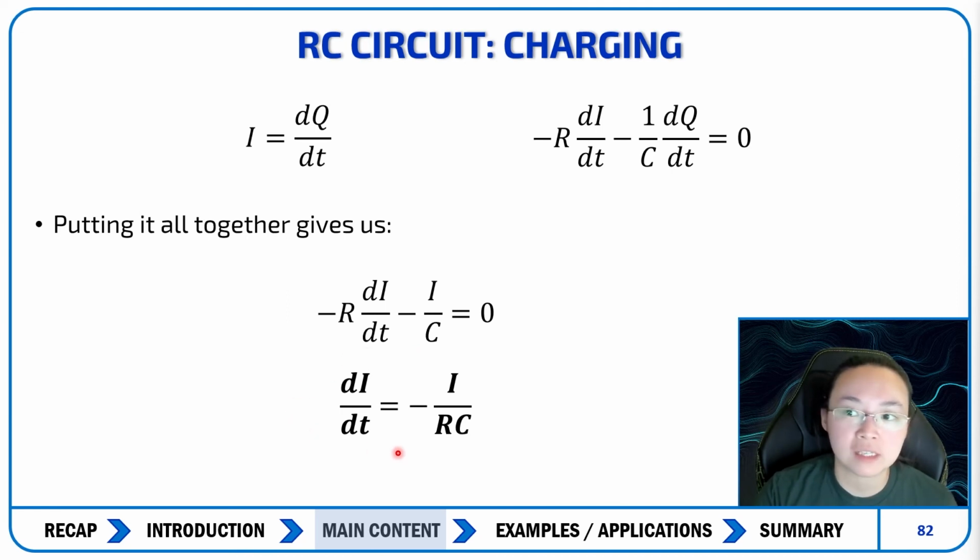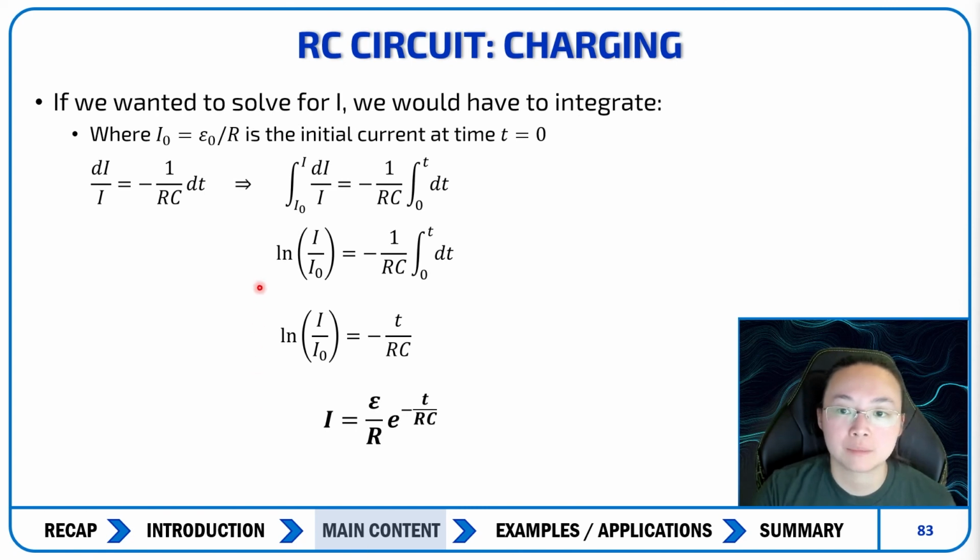But this isn't enough. I still want to figure out the current for the system, so I have to integrate. After integrating, you can take a look here, you end up with I is equal to epsilon over R times e to the power of negative t over RC. This over here is considered a time constant. And so it's an exponential time constant, which tells us that there is a correlation between time and the current being sent across the circuit.